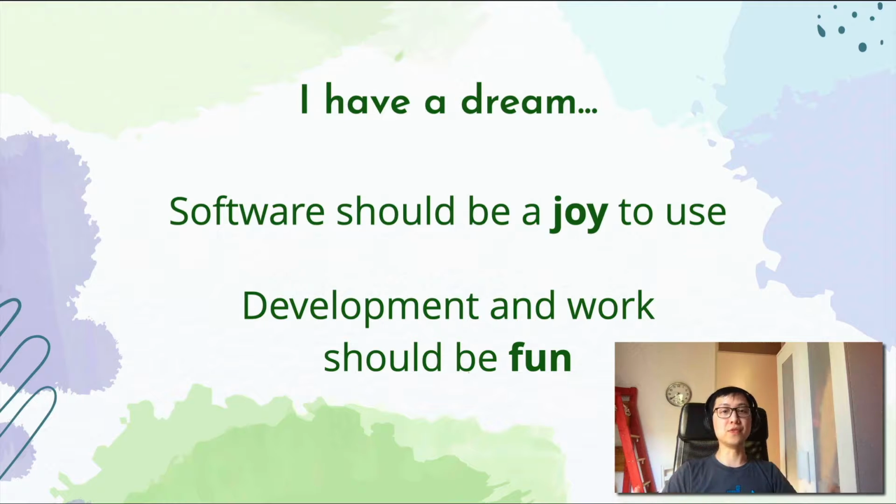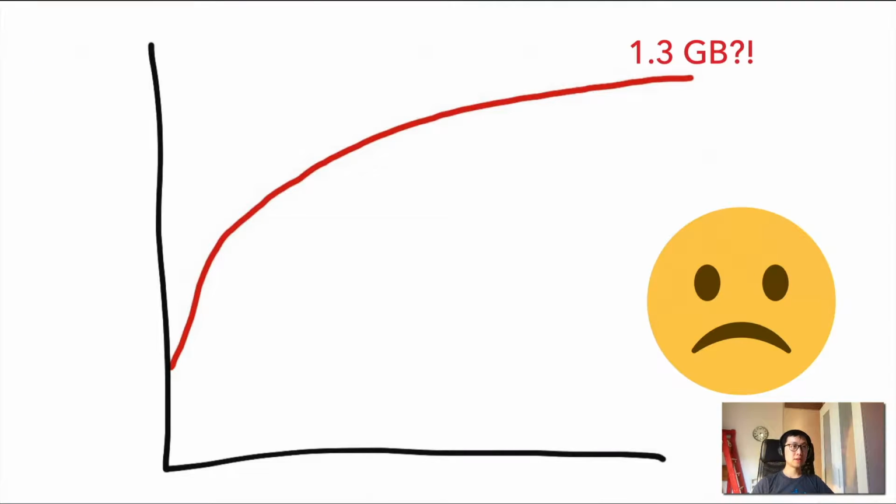I have a philosophy. I have a dream that software should be a joy to use, and that software development and work should be fun. So one day I opened a monitoring dashboard and I saw this. This is a simple proxy server written in Ruby and it consumes 1.3 gigabytes of memory. And I thought, no, this cannot be right. This app is so simple, there could not be a memory leak.